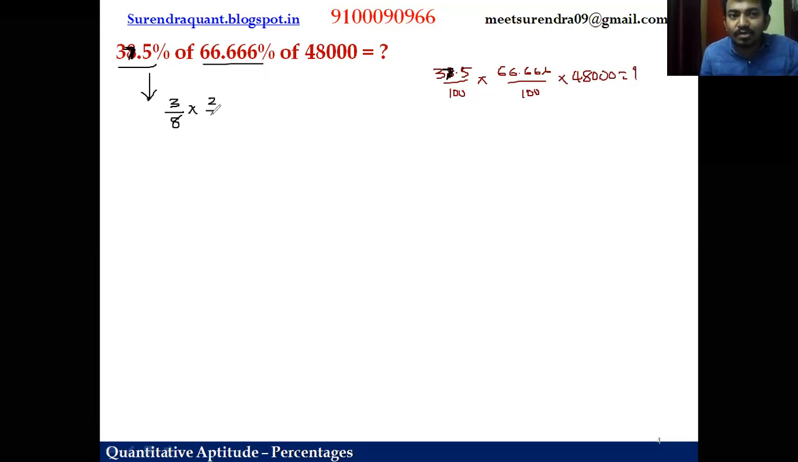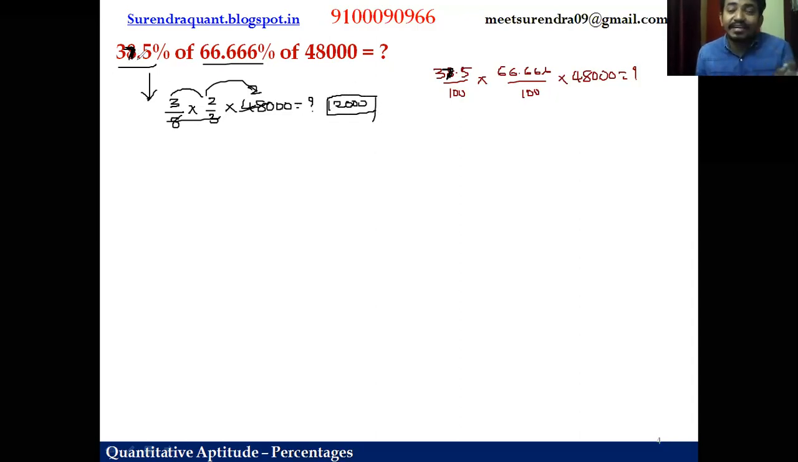66.66 percentage is 2/3, of 48,000. So in an exam, they will try to set the numbers which are easily divisible, and the only thing they want to test is whether you are aware of the fraction equivalence or not. So 8 threes are 24, 24 goes 2 times in 48. So 3 twos are 6, 6 twos are 12,000, which is our answer. See how simple it is. So nothing to worry about the 38.5 percentage, I made a small typing error.